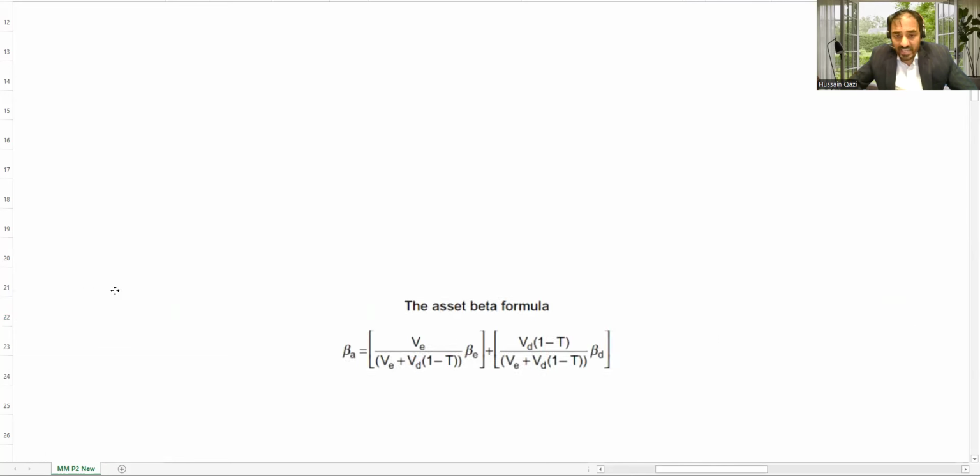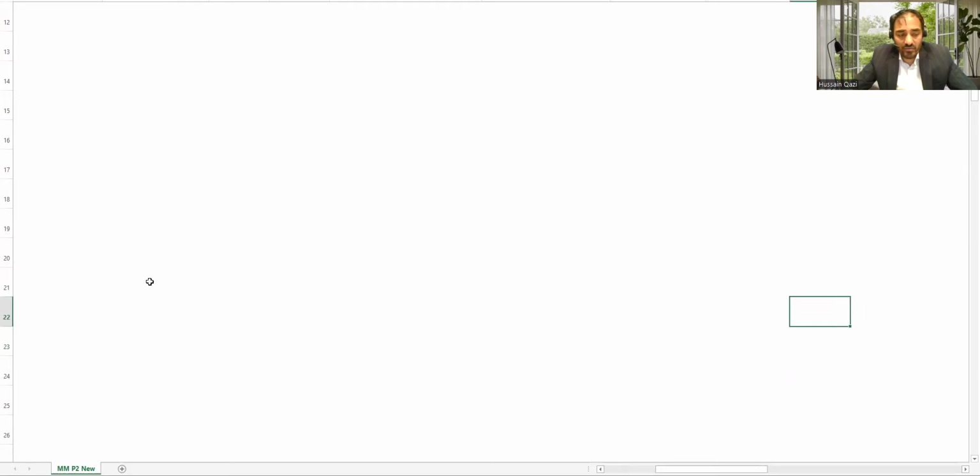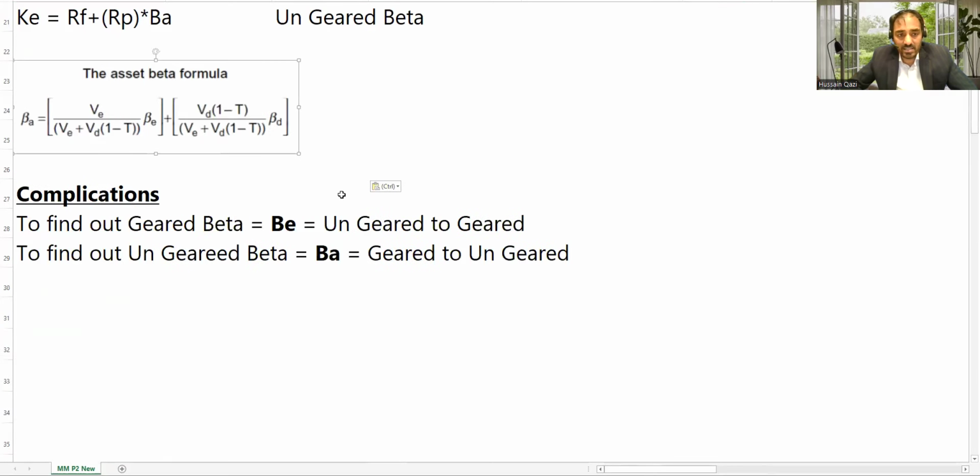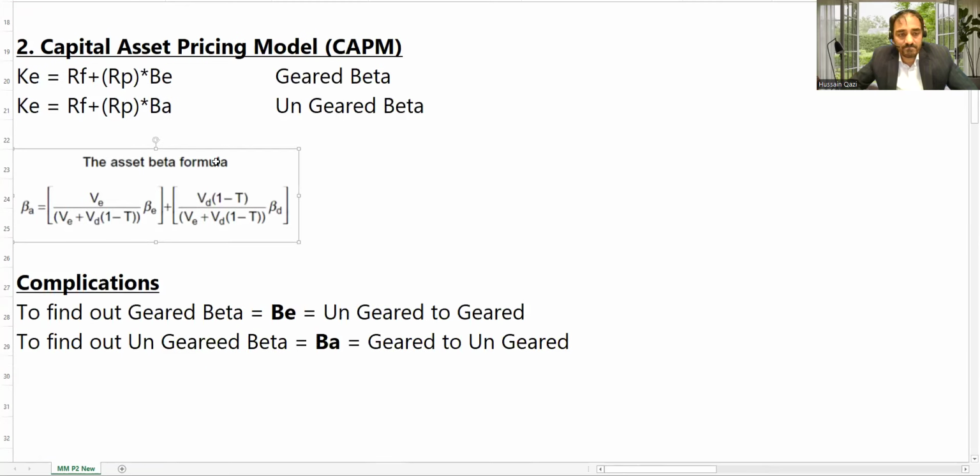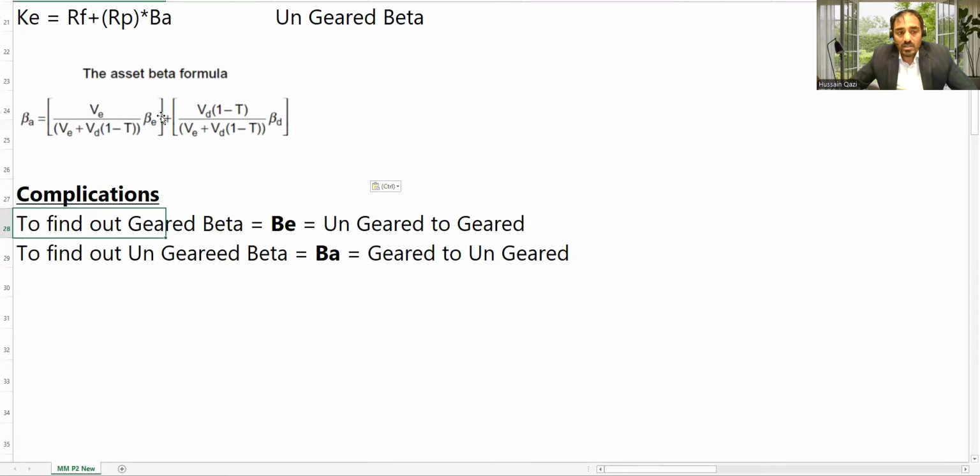Although there are complications in the working of beta asset, yes, there are complications. That's about if you want to find out the geared beta equity, the process is called, when the beta asset is available, ungeared beta to geared beta, that means beta asset to beta equity. If you want to find out ungeared beta, that means you need to find out beta asset and the beta equity is available. So it's about geared to ungeared beta. That's a point.